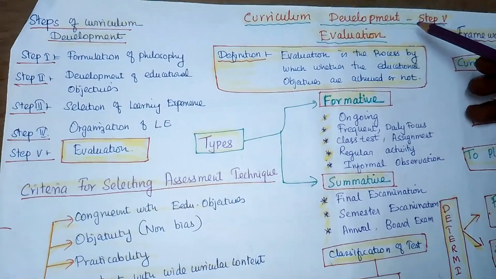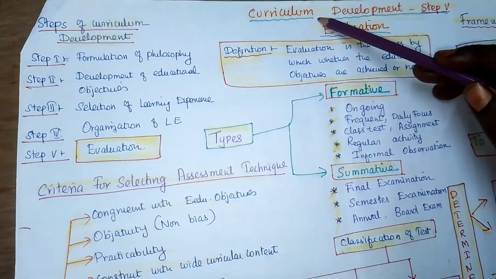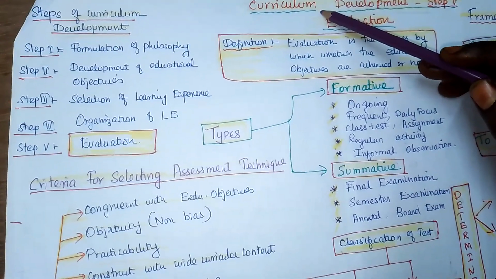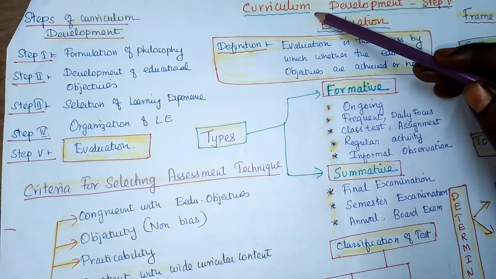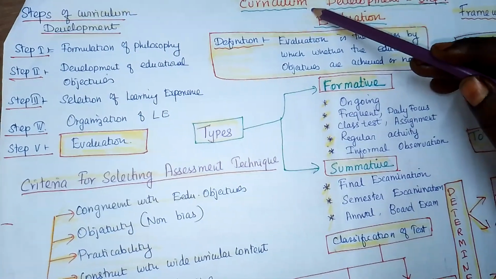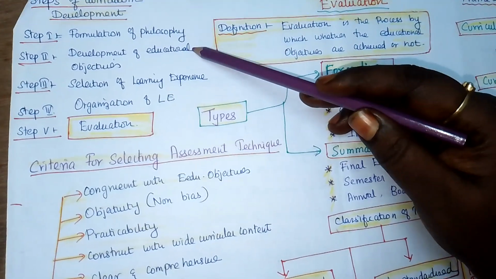Okay, let us see what curriculum is again. The curriculum is the sum total of learning experiences planned for a particular group of students in order to achieve the educational objectives. Correct or not? Yes. So, what is that?